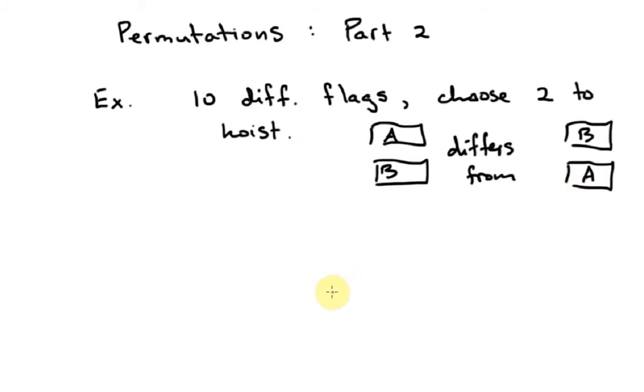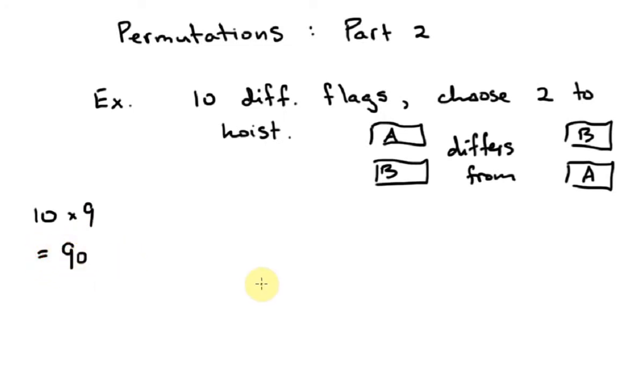This has a different meaning than this, so we have to count it as a different arrangement. We could do this with fundamental counting quite easily and just say, well, for the top flag we have 10 choices, and for the bottom flag we would have 9 choices. So, pretty easy with fundamental counting.